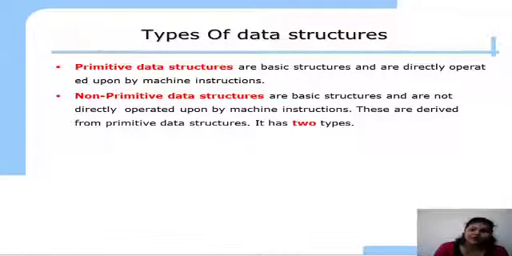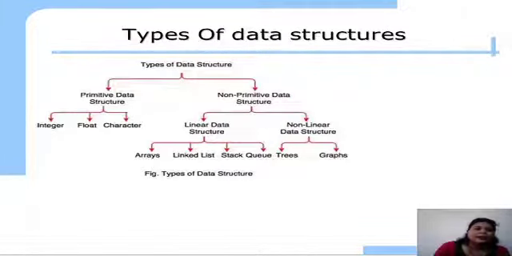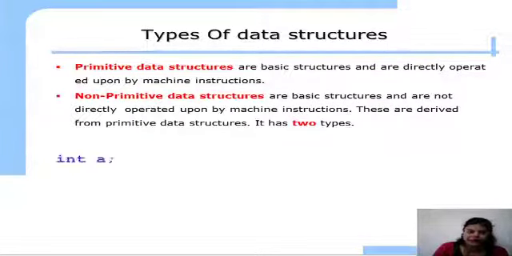Take an example. If you see there, the primitive data structures are integer, float and character, and non-primitive is the array. Primitive is understood by the machine, non-primitive is not understood by the machine. See, integer is a primitive data structure. If you write in your program int a, what does the program do? In memory, you create one variable a as an integer having 2 bytes. You allocate 2 bytes for a.